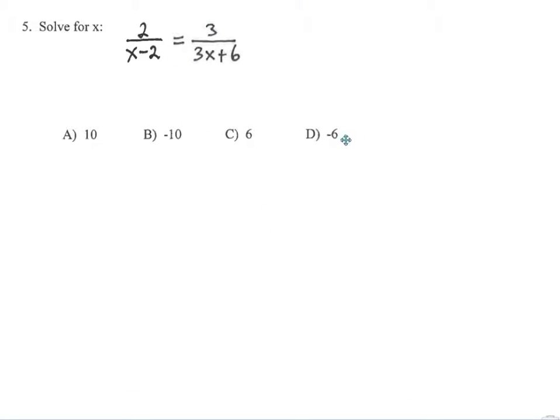We're solving for x, so here we go. Again, two fractions that are set equal to one another, so cross multiply. In this direction, we have 2 times the quantity of 3x plus 6. And in this direction, I have 3 times the quantity of x minus 2. Distributing the 2, I get 6x plus 12. Distributing the 3, I get 3x minus 6.